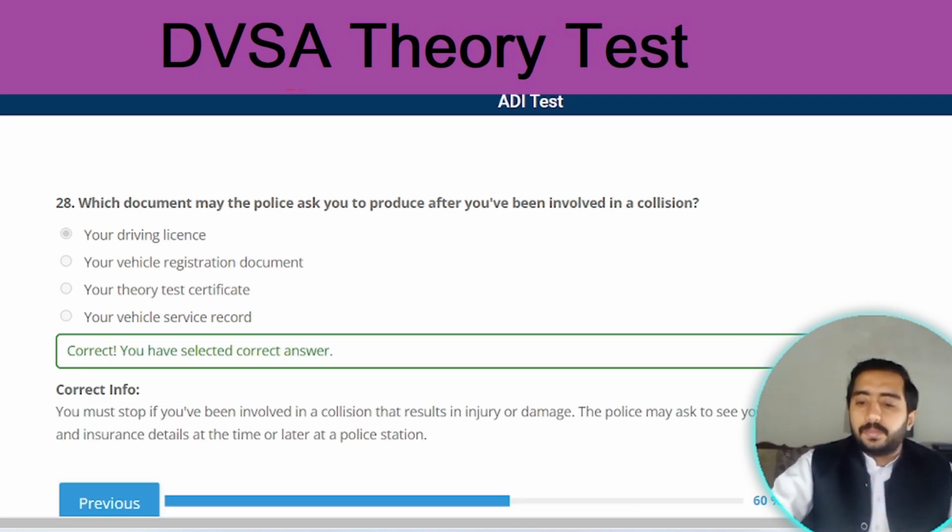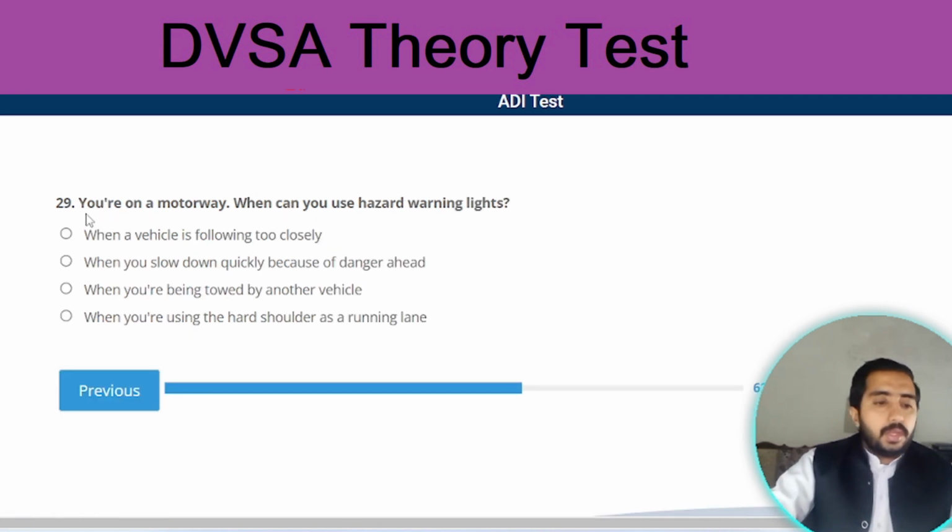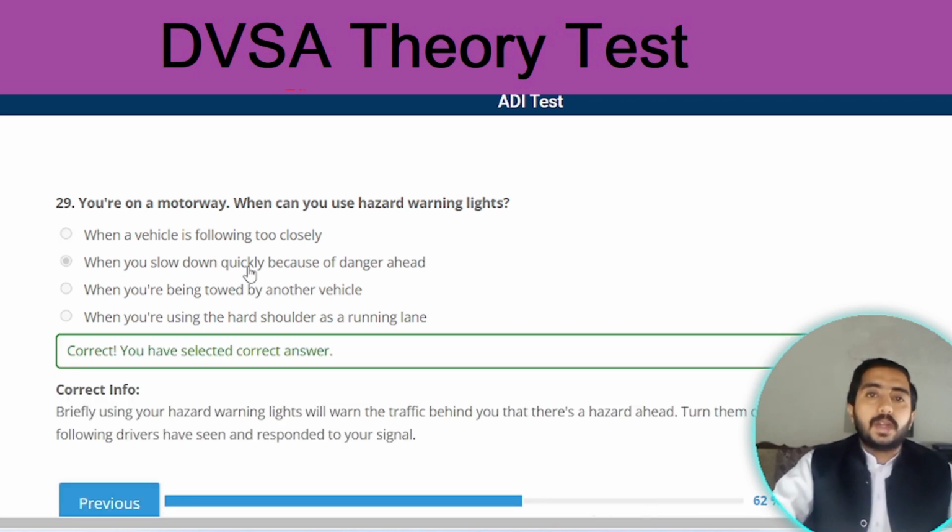Next question. Question number 29. You are on a motorway. When can you use hazard warning lights? On a motorway, you can use your hazard warning lights when you slow down quickly because of danger ahead. If the danger is in front of you, then you need to slow down quickly.